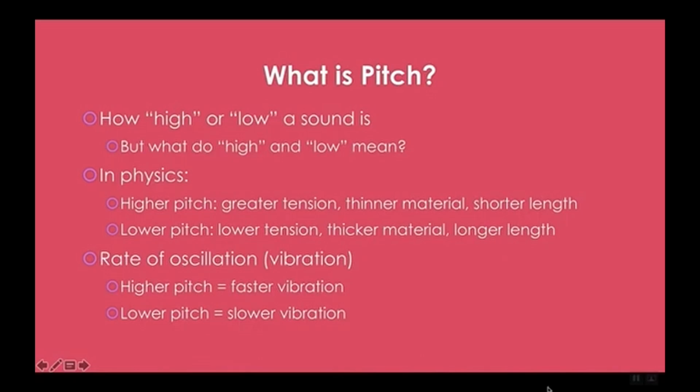So what we were saying about higher pitch before with greater tension, thinner material, and shorter length, that translates to faster vibration. The greater the tension, the faster the string is going to vibrate. The thinner the material, the faster it's going to vibrate. The shorter the length, the faster it's going to vibrate. And then lower pitch translates to slower vibration. So if you lower the tension, the string is going to vibrate more slowly. If the material is thicker, it's going to vibrate more slowly, just like with the low E string versus high E string. And if the string has a longer length, it's going to vibrate more slowly.